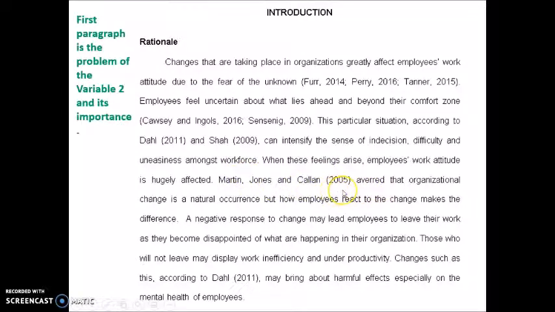Martin, Jones, and Callan 2005 averred that organizational change is a natural occurrence, but how employees react to the change makes the difference. A negative, tandaan ninyo, the first paragraph should be about the problem and the importance of the second variable. In this case, yung second variable niya ay change readiness ng mga empleyado.